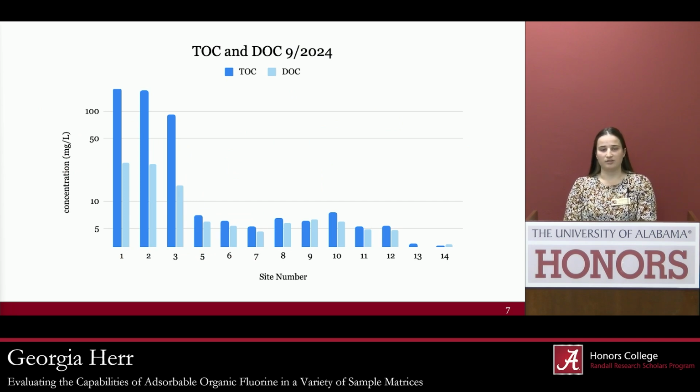This graph shows the results of the TOC and DOC levels throughout the plant from September of this year. As you can see, the TOC and the DOC decreased drastically in those early sites, and then by site 14, there are very low levels of TOC and DOC in the samples, which is good.